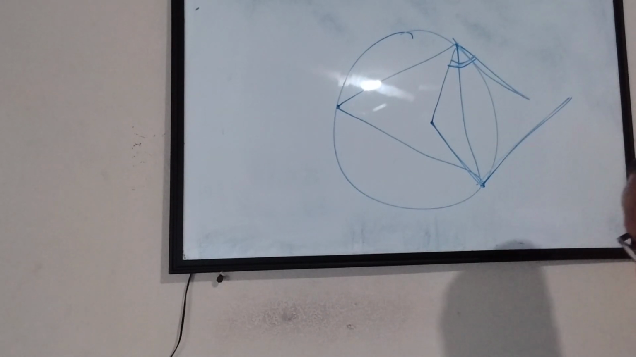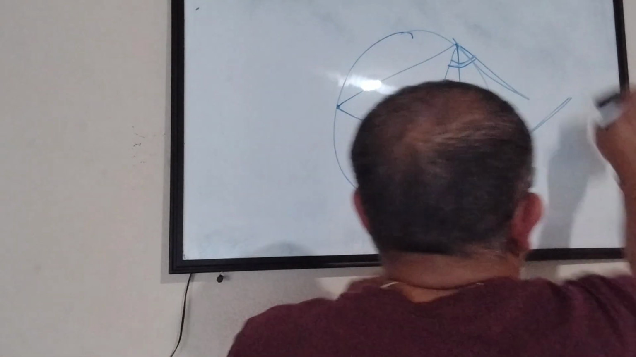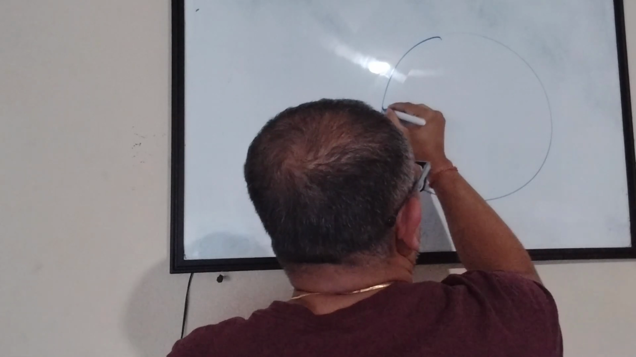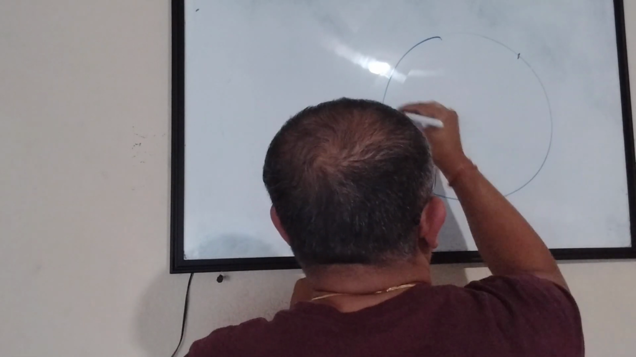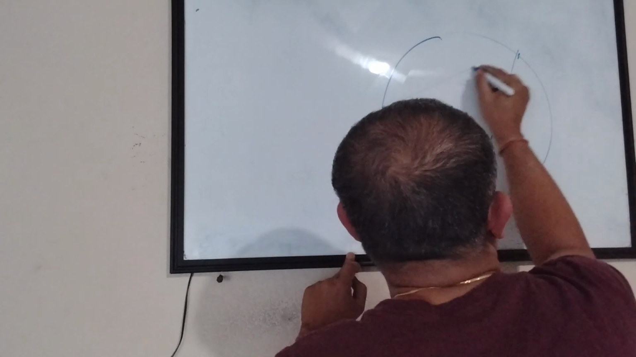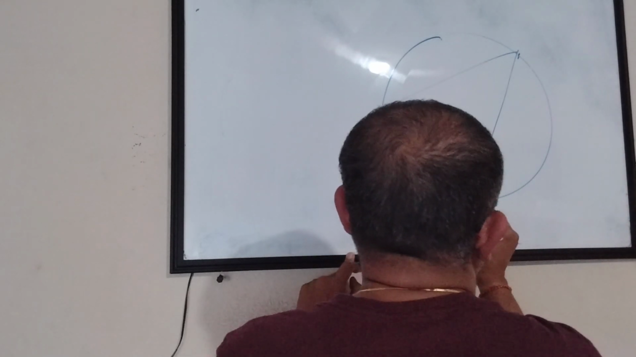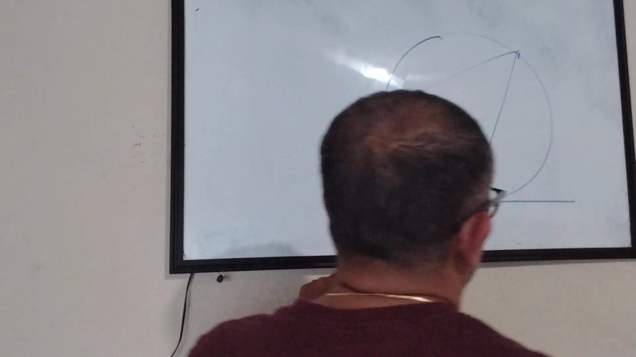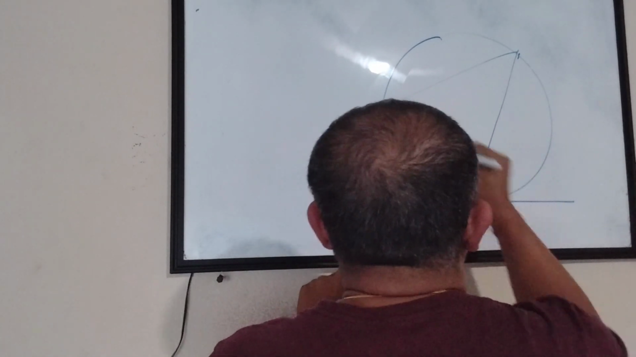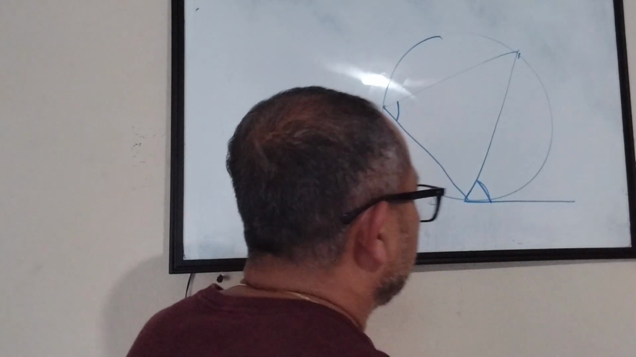Okay. So it has become so dirty now, let me clean it up. So if I have a circle like this and I have 3 points on the circle, if I join them and draw a tangent here, okay, this angle is equal to this angle. Do you know why or how? Any guesses?